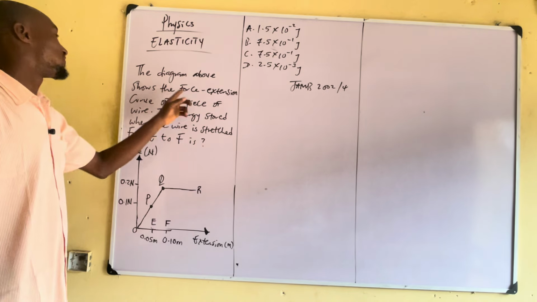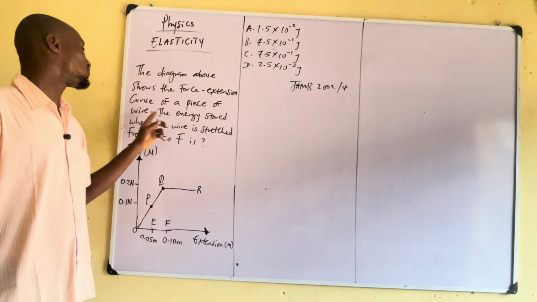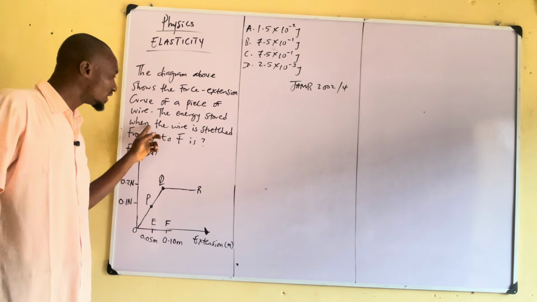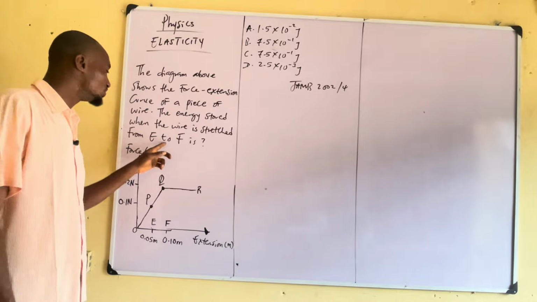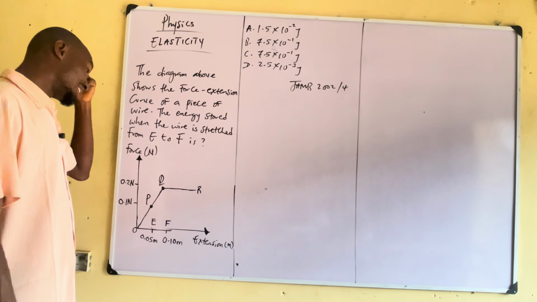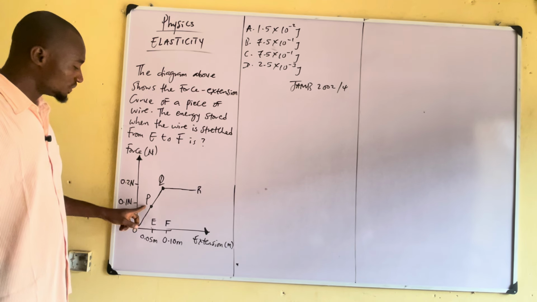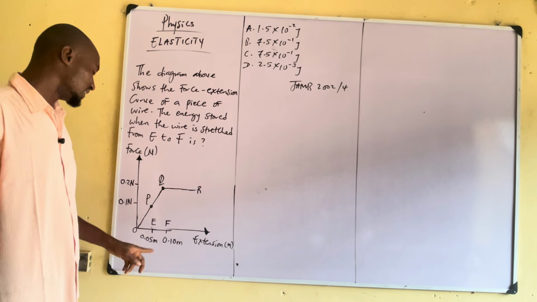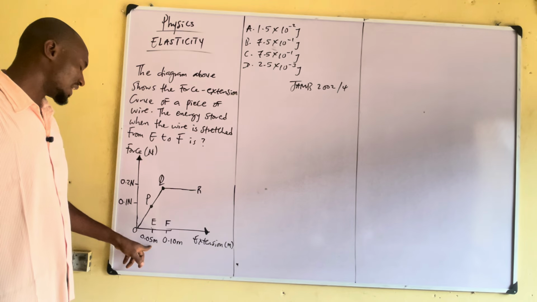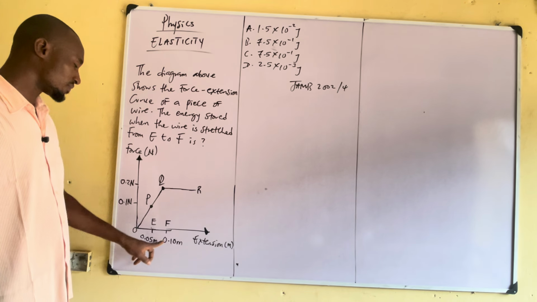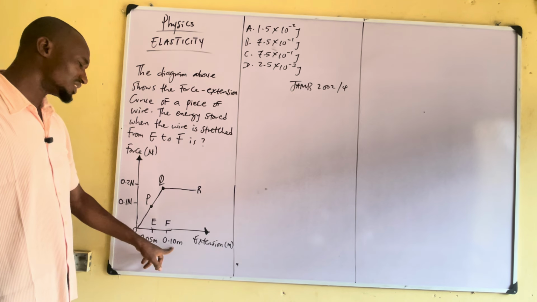The diagram above shows the force extension curve of a piece of wire. The energy stored when the wire is stretched from E to F is... look at the diagram here. We have 0.2 Newton, 0.1 Newton. We have P, Q, R. We have 0.05 meter on E, then on F, 0.10 meter.